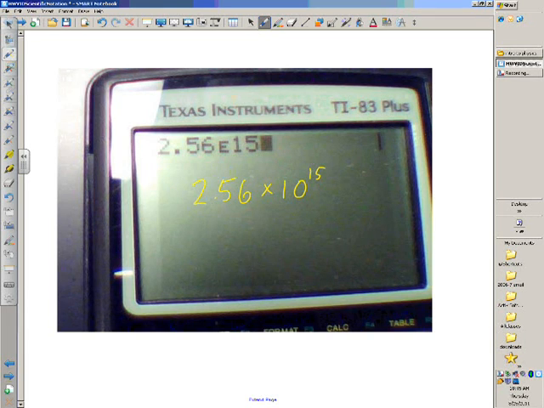Something I don't want to see. I don't want to see you using the multiplication sign. I don't want to see you using the caret, okay? I don't want to see you using the 10 to the whatever power. I think that's some kind of base log 10 or something like that, okay?